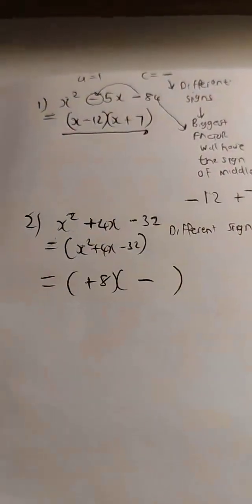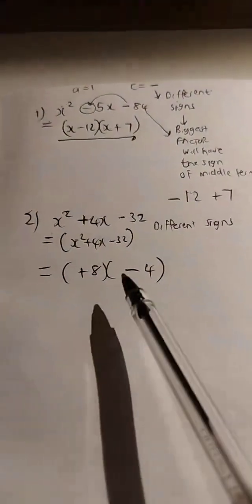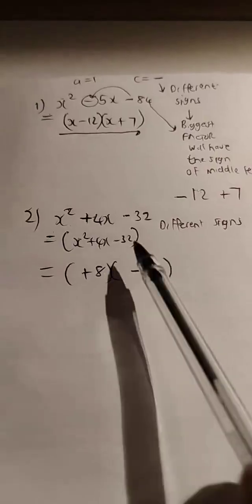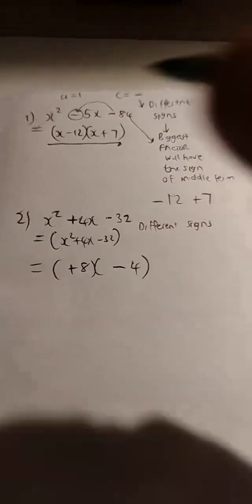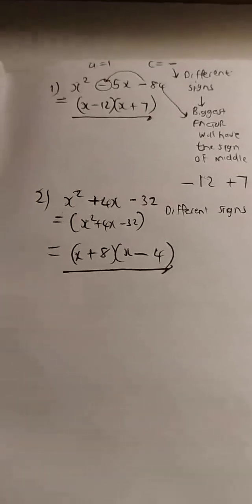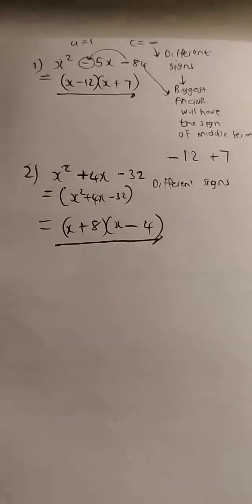So the biggest factor is going to have a positive sign, whilst the smaller one is going to have a negative. 8 minus 4 does give us 4, makes it nice. 8 times negative 4 does give us negative 32. So that's x and x. We are done. Not too shabby, hey? Not too shabby at all.